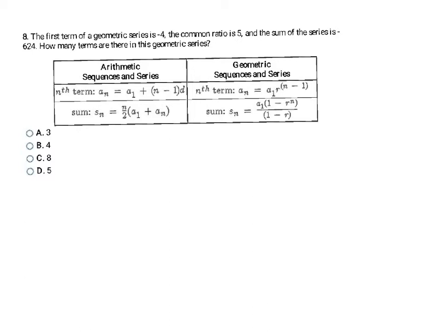But I also noticed that they already give me the sum, and I'm going to be solving for n this time. So it's going to look a little bit different. First thing I'm going to do is just substitute in all the values I know. So I know the sum of this is negative 624.